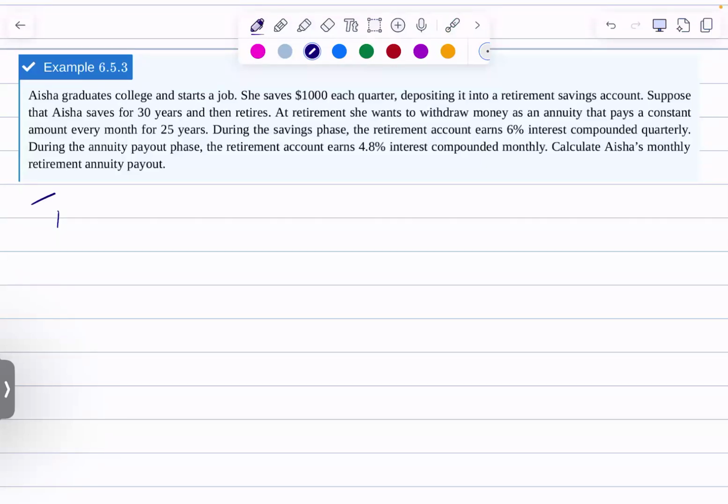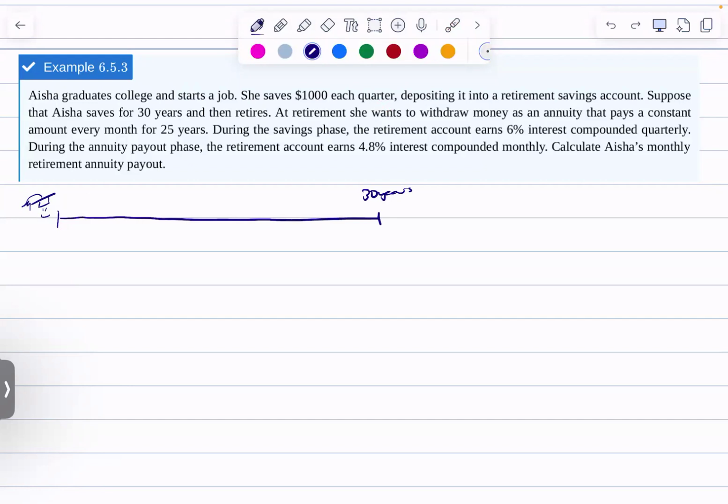How can I draw a graduation cap? Here she is. Looks something like that with tassels. Looks like she got her doctorate. She graduates, and then she works for 30 years, making quarterly payments for all those 30 years.